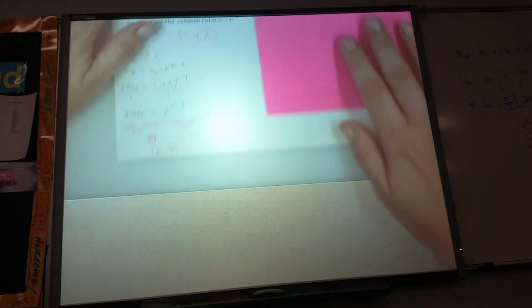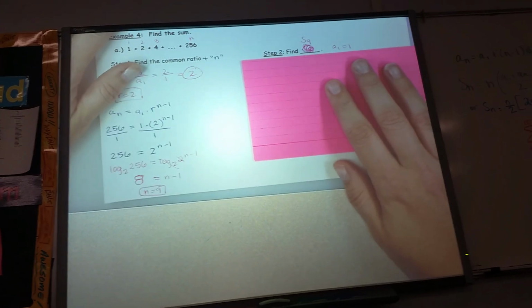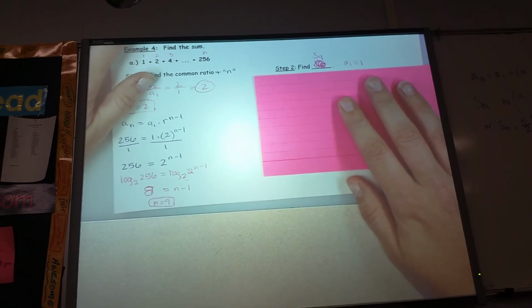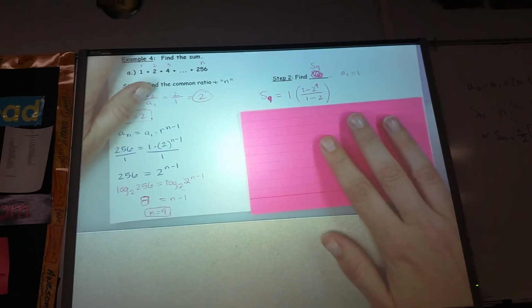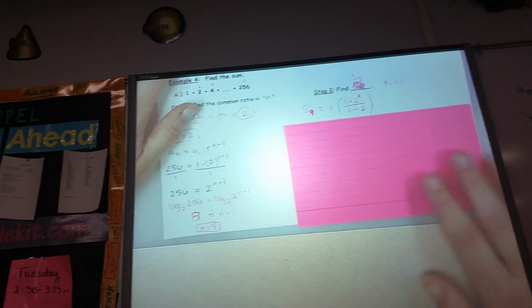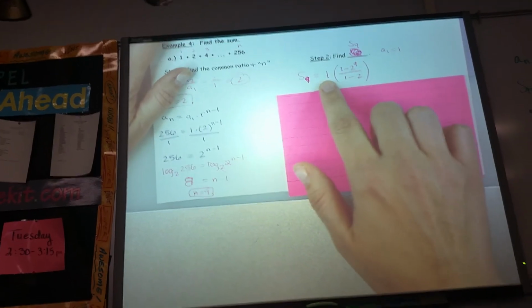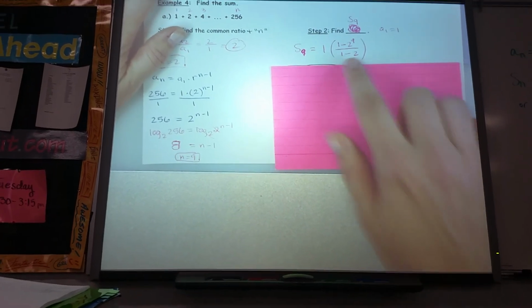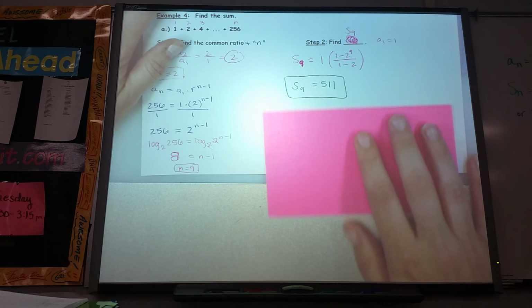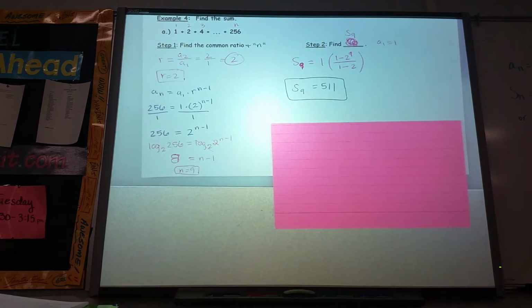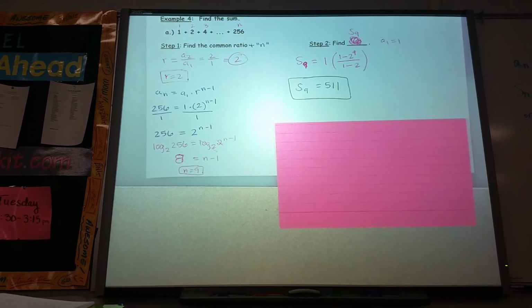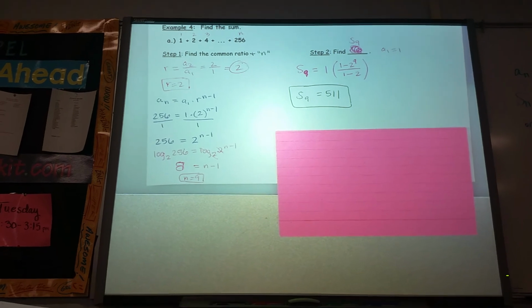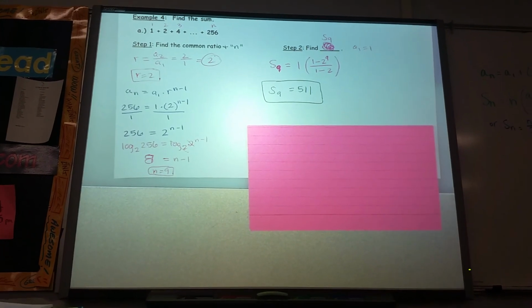So that means in step 2, you're gonna find the partial sum of s sub 9. And then in your formula, you're gonna plug in s sub 9 equals, this is a1, and then 1 minus your r value to the 9th, and then 1 minus your r value on the bottom. And then you should get 511. So just double check to make sure that you got the same thing that I did.